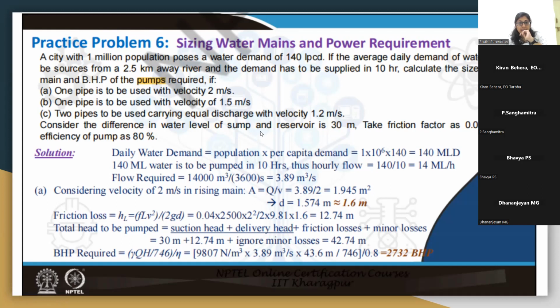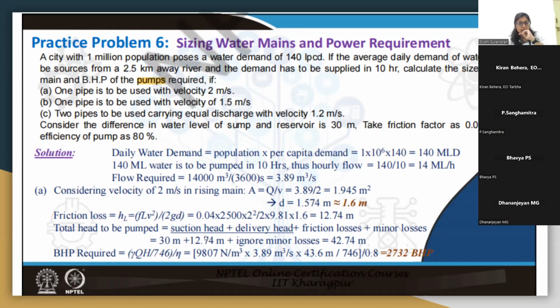Then L is what? 2.5 kilometers away from the river. So 2.5 kilometers converted into meters will be 2500 meters. Velocity they've given us is 2 meter per second. They have calculated that value over here by 2 into 9.81 into 1.6, where 1.6 is the diameter that we have obtained here.